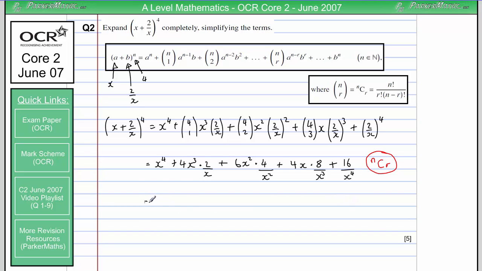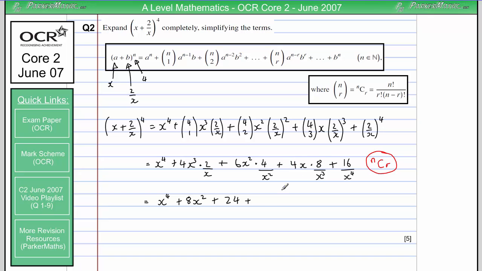We can still simplify this a bit further. We'll leave the x to the power of 4 as it is. We've got 4 times 2 here, so that gives us 8. And we've got x cubed divided by x, which gives us x squared. Here we've got 6 times 4, which is 24. And we've got x squared divided by x squared, so that just stays as 24.